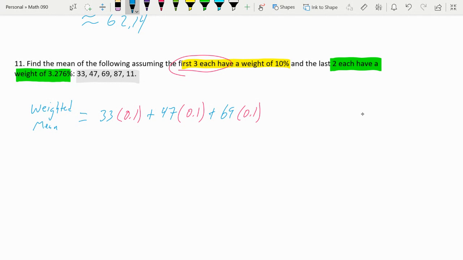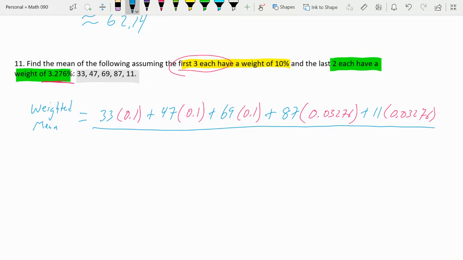Now, plus the last two. So the last two, it was 87, times, again I'm just trying to stay with different colors so hopefully it'll stand out, this 3.2. I need to change that to 0.03276, and I know it's a funky number. Plus 11 times that same thing, 0.03276.